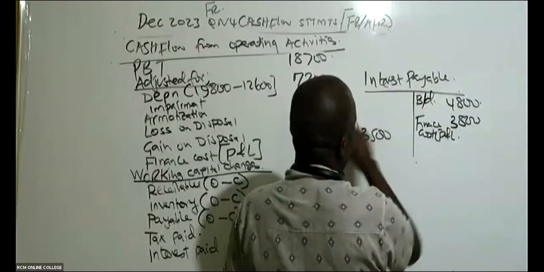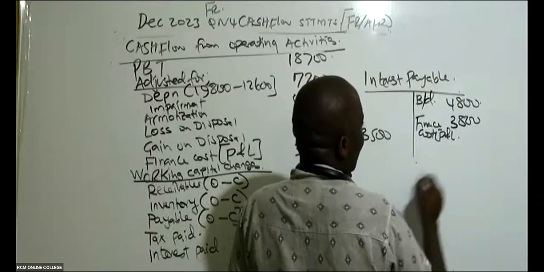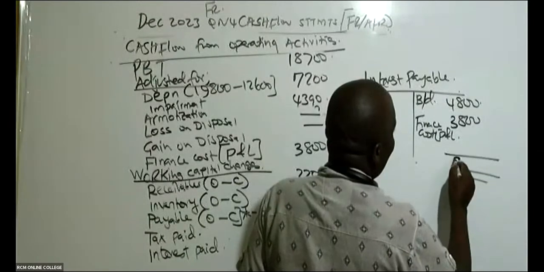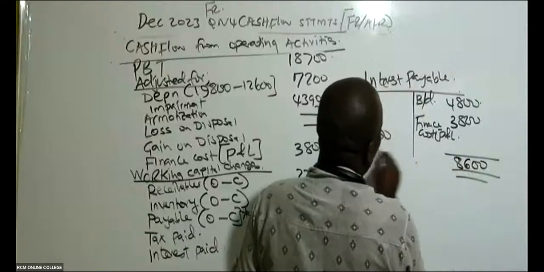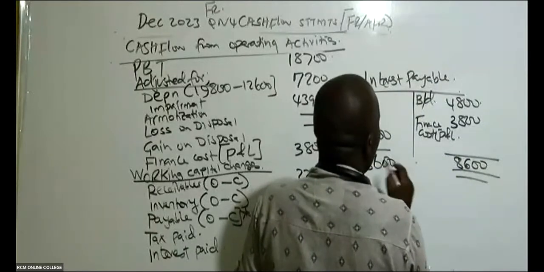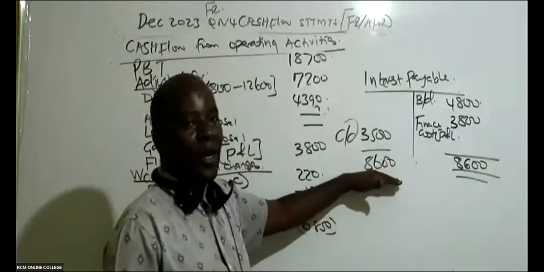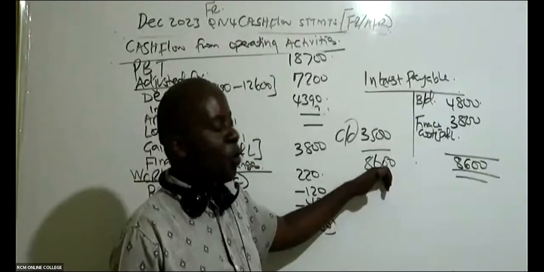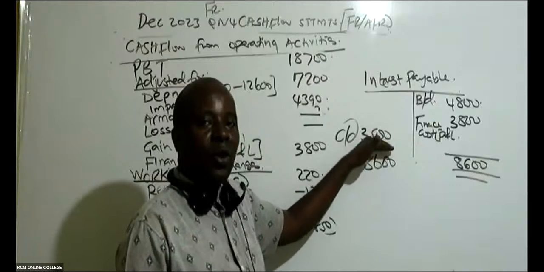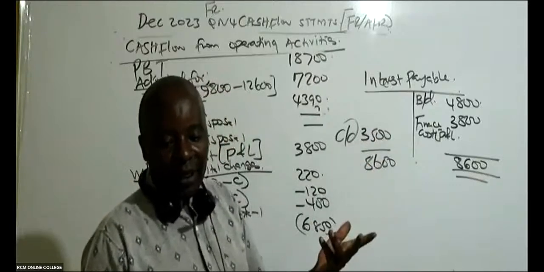This is carried down, like that. So then come and add. When you add, I think this will be 8,600. So it means that our total interest by the end of the year should have been 8,600. But we can see straight away it is much less. So what does that mean? That we paid something.